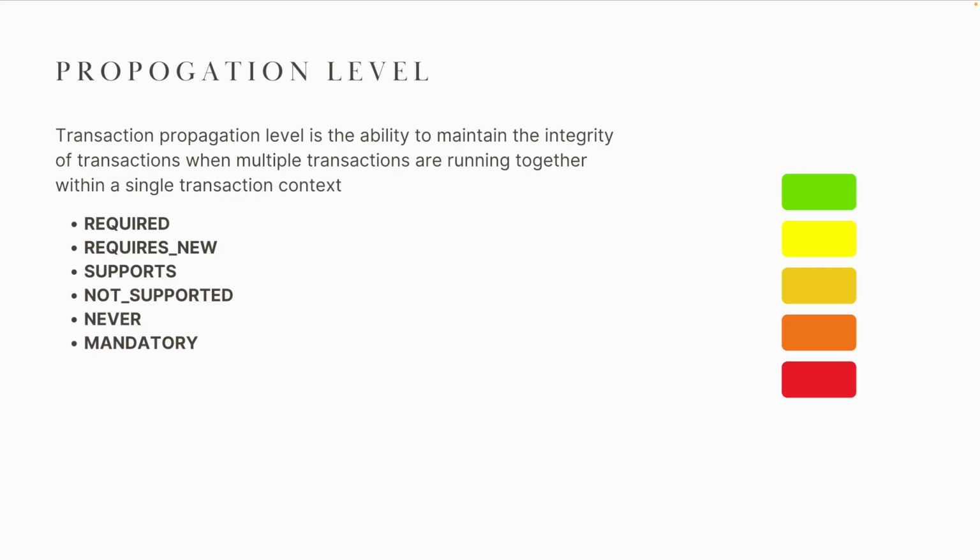And we also have propagation level. Transaction propagation level in Spring is the ability to maintain the integrity of transactions when multiple transactions are running simultaneously within a single transaction context. That's a mouthful. And the levels of propagation Spring offers are required, requires new, supports, not supported, never, and mandatory. The level we'll be using is required, and it is the default propagation type, even if you do not select it. Required just means that all transactions after the current transaction require a new session.